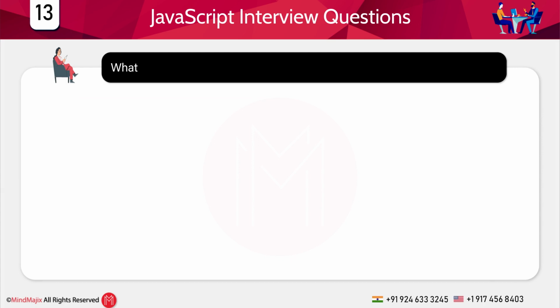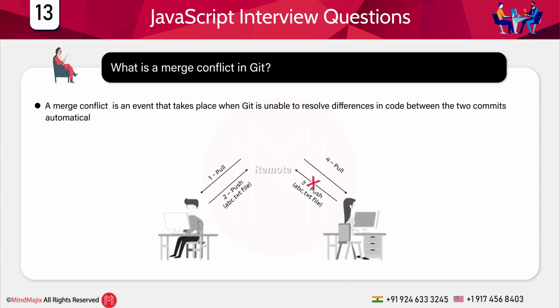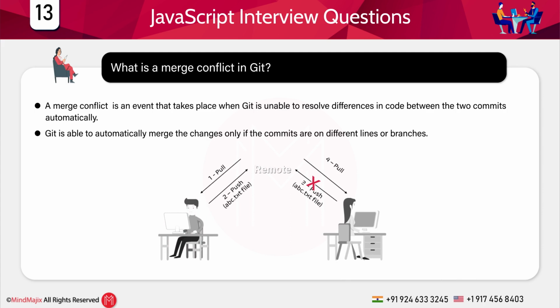Next question, what is a merge conflict in Git? A merge conflict is an event that takes place when Git is unable to resolve the differences in code between two commits automatically. Git is able to automatically merge the changes only if the commits are on different lines or branches. The user is running the push command to upload and the pull command to fetch. Now this user cannot push, but can pull.